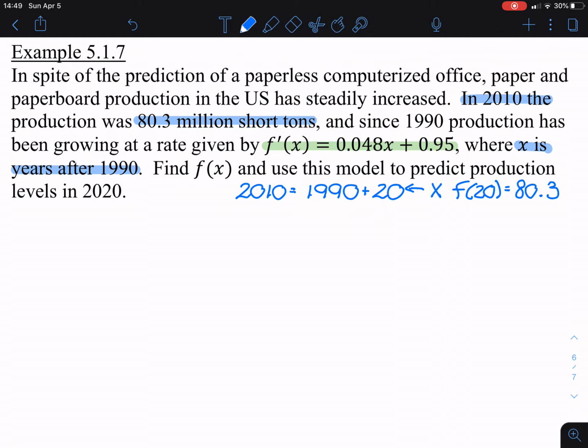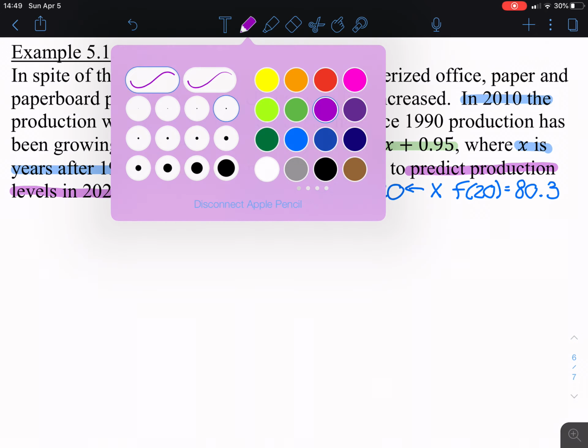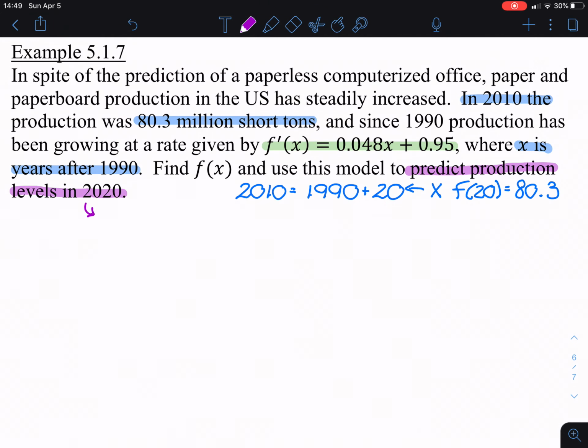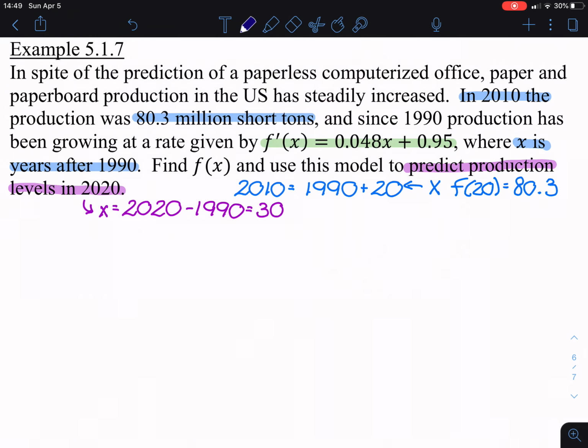Now, the last thing this problem tells us is that we want to predict production levels in 2020. Remember, x is years since 1990, so I have to subtract 1990 from 2020. In other words, I want to find out when x is equal to 30, what the predicted paperboard production levels are. Okay, so that's a lot of information.